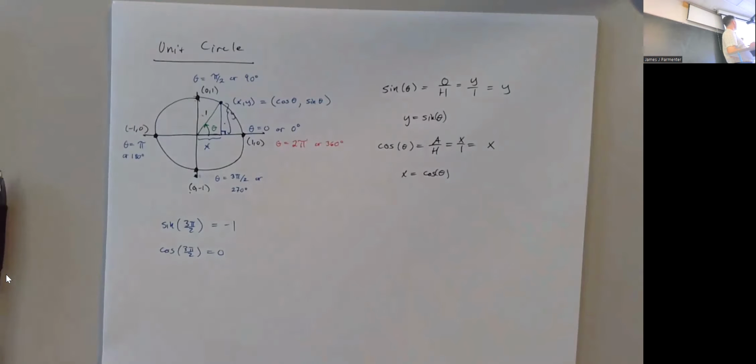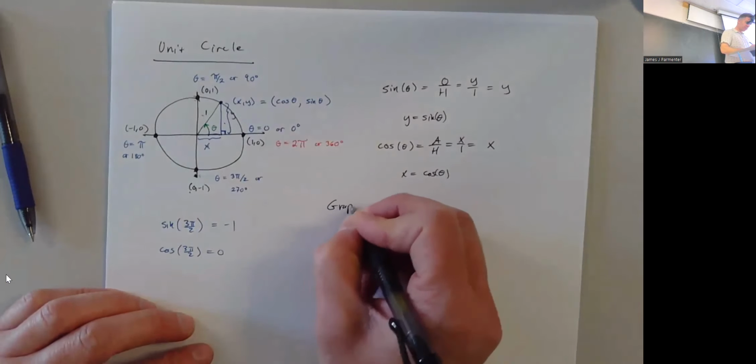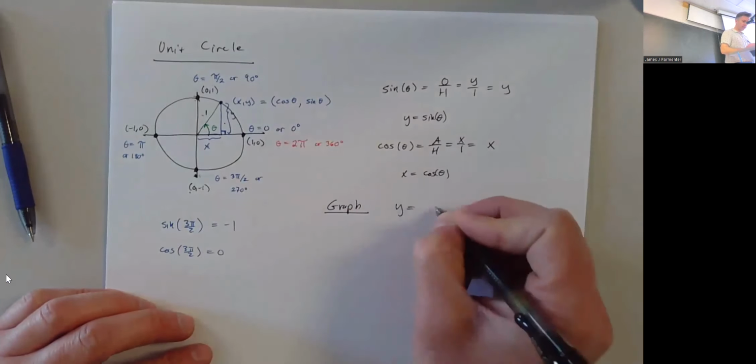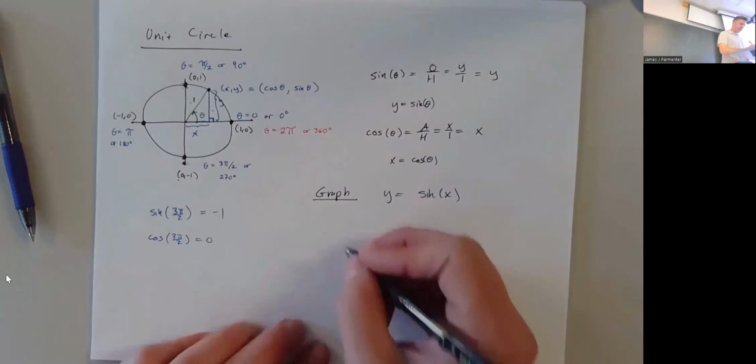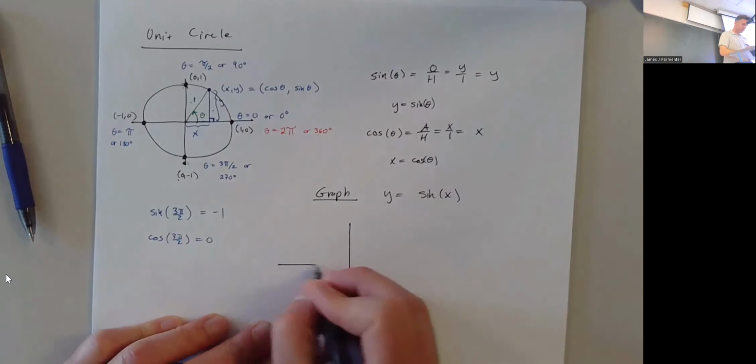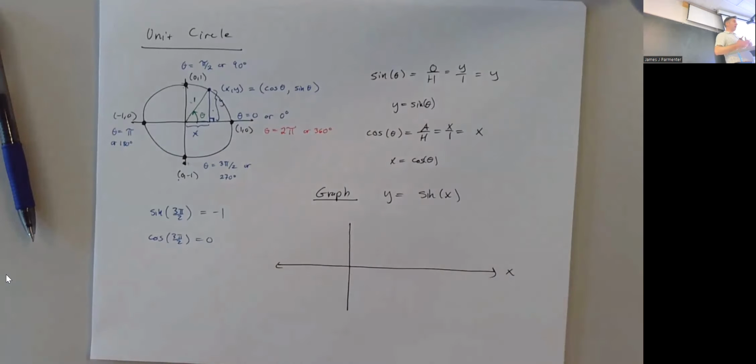There are a lot of things to say about trigonometry, but I'm not trying to say too much. So what I want to do with the unit circle is now use it to graph sine and cosine. Let's start with sine: y equal to sine of x. When we graph this, the x-axis is going to be our angle values, measured in radians. Our y-axis is going to be the sine values.